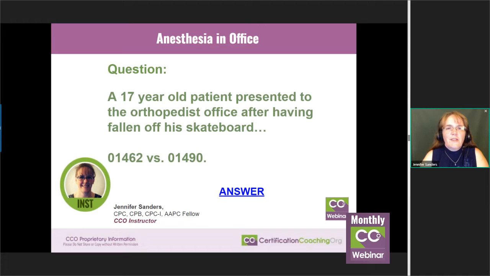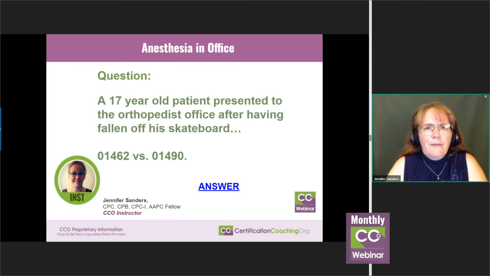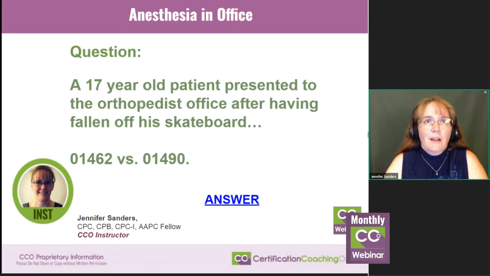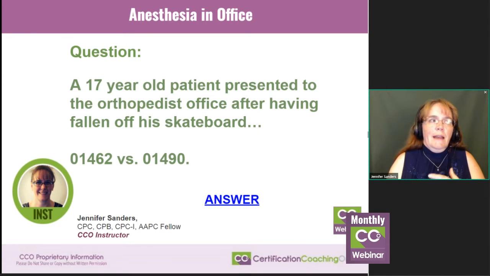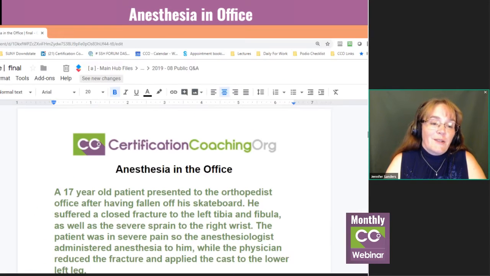I thought this question was rather interesting because it's orthopedics. This spoke to me, but we don't do anesthesia in our office. So I thought it was rather interesting to have an anesthesia in the office code. I'm sure there are facilities out there that meet the definition to be an office, but yet they're included in some part of an ASC center or something like that, where they might actually have an anesthesiologist in their office. Well, I don't have the answer sheet. Okay.